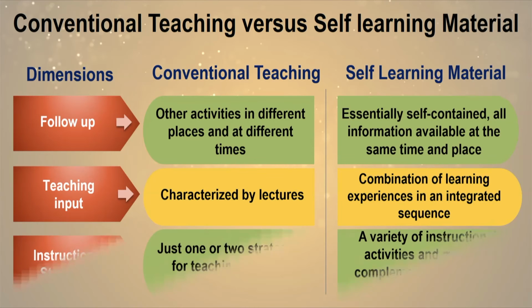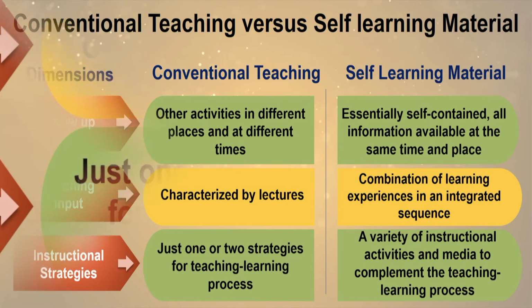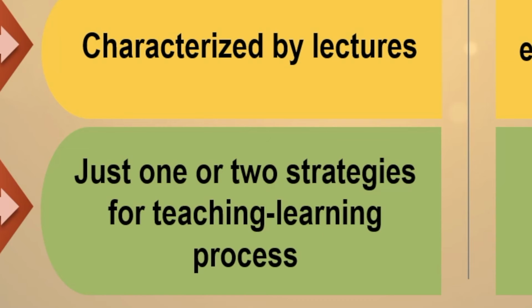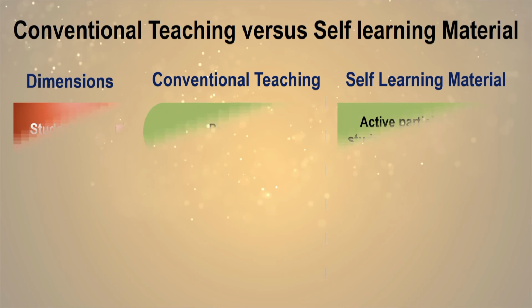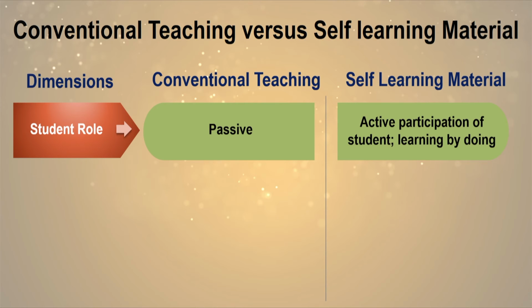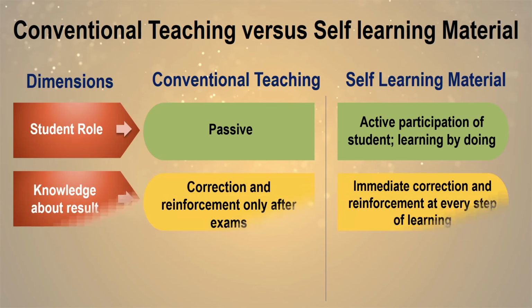As for instructional strategy, in the conventional mode of teaching there is only one-way communication, that is, the teacher is telling and students are supposed to listen, whereas in self-learning material a variety of instructional activities and media are presented to complement the teaching-learning process. As far as student role is concerned, in the conventional mode of teaching it is highly passive, whereas with self-learning material the student remains active and proceeds at his or her own pace. In the conventional mode of teaching, students are given knowledge of their input after the exam is over, whereas practice tasks and feedback are inbuilt in the self-learning material.